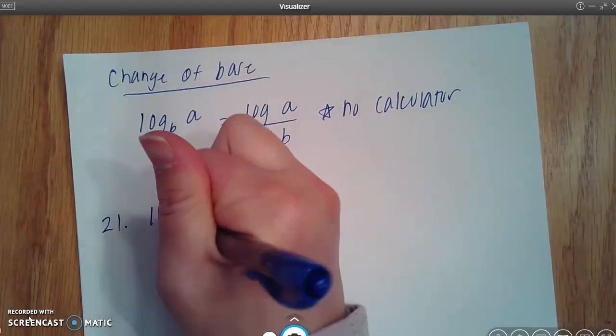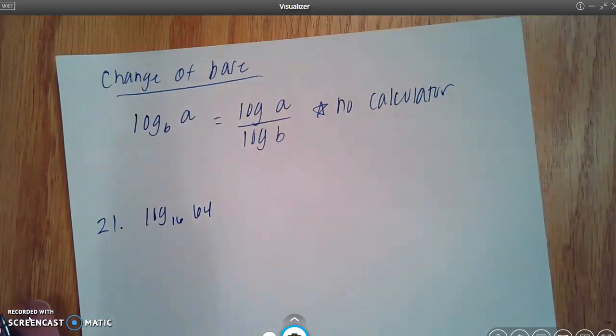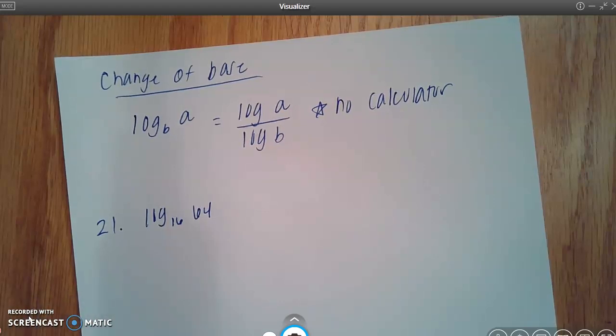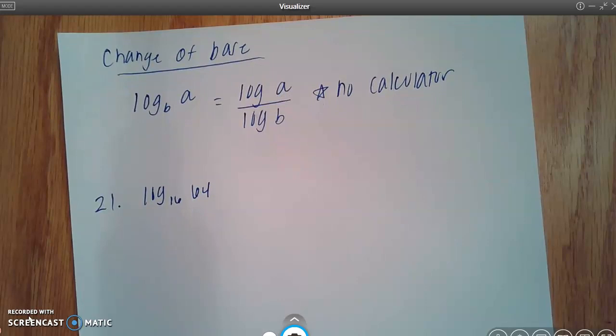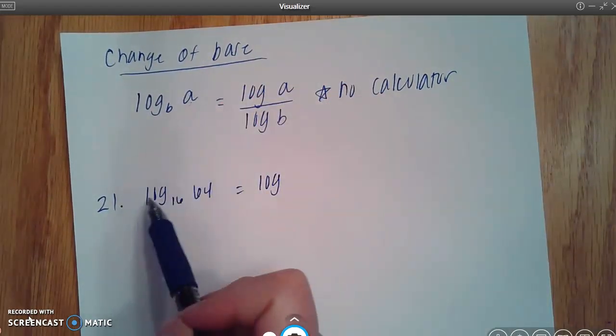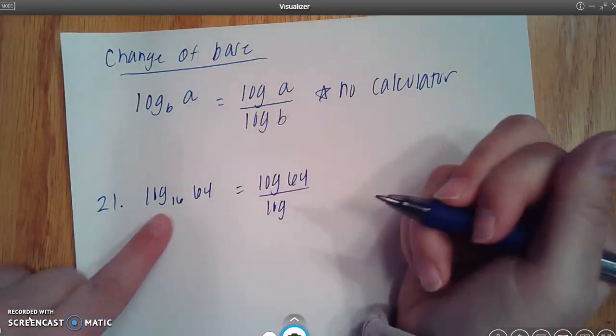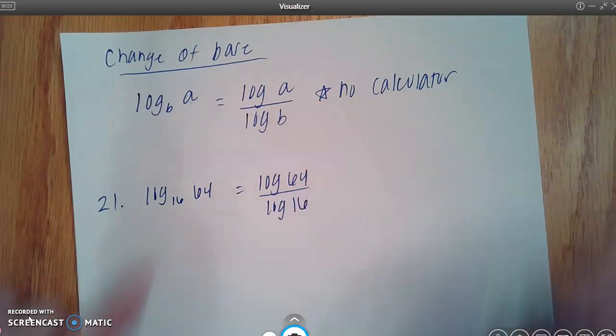We have log base 16 of 64. They still want you to evaluate. You could go through and set this equal to x and do what we previously did, or you can use something called your change of base formula. So I'm going to rewrite this. I'm going to do log, and then A was your big number, and 64 matches that. And then you're going to divide it by your base, which is 16.